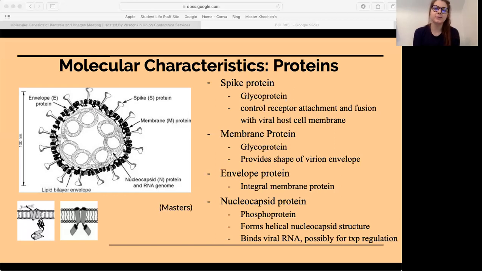And then the final main protein we'll talk about is the nucleocapsid protein. Again, here's another blown up image of that. It is a phosphoprotein. Studies have shown that the phosphorylation of this may lead to association of N with intracellular membranes. But we know also that it forms helical nucleocapsid structure, so very involved in keeping that proper structure. And then it binds RNA, possibly for transcription regulation, and we'll talk more about that later as well. So just a small overview of those proteins.